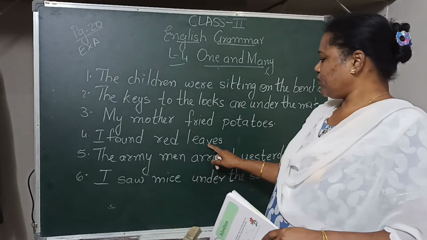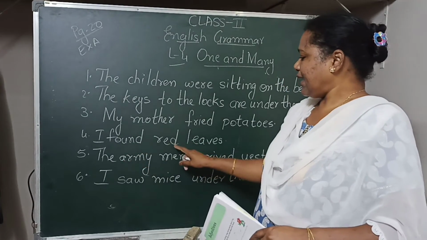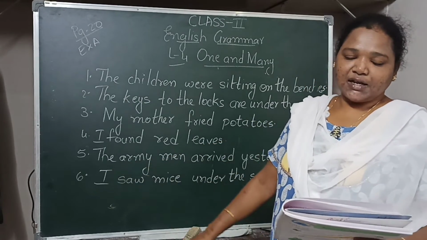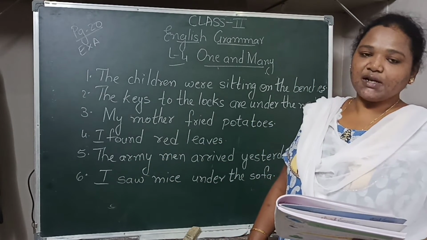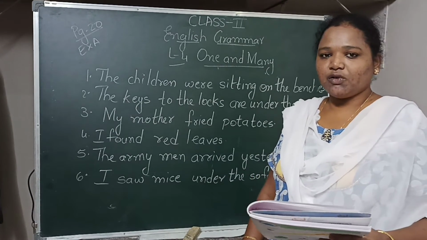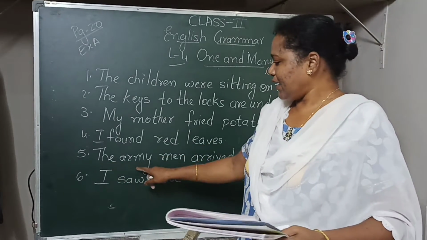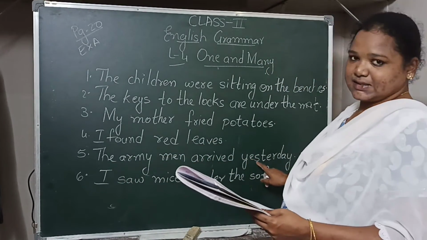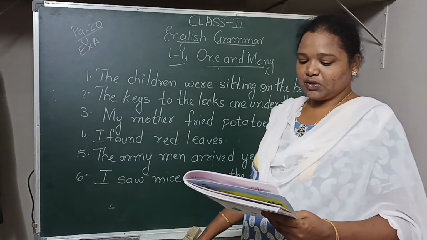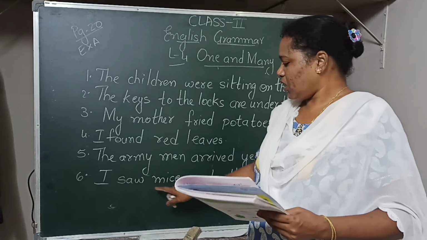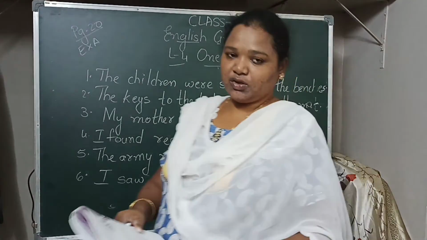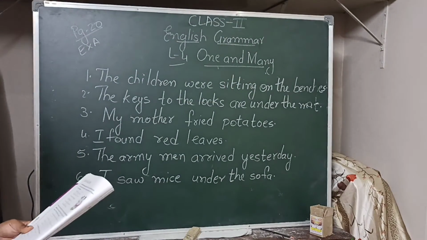Then fourth one, I found a red leaf. So we have to write the plural form of leaf. I found red leaves. Then fifth one, the army man arrived yesterday. They have underlined the word man. We have to write the plural word of man. The plural word of man is men. The army men arrived yesterday. Then sixth one, I saw a mouse under the sofa. The underlined word is mouse. I saw mice under the sofa. Okay? Note it down.